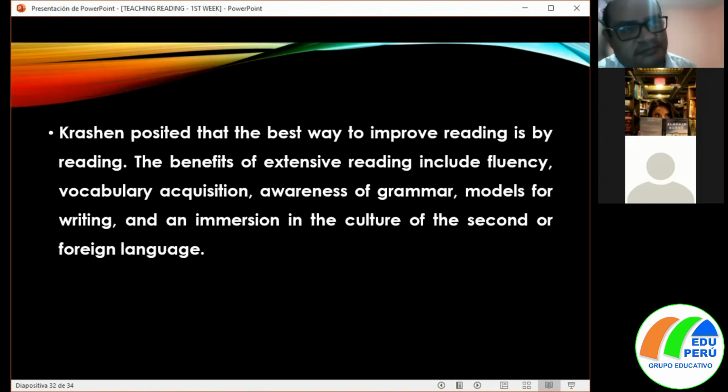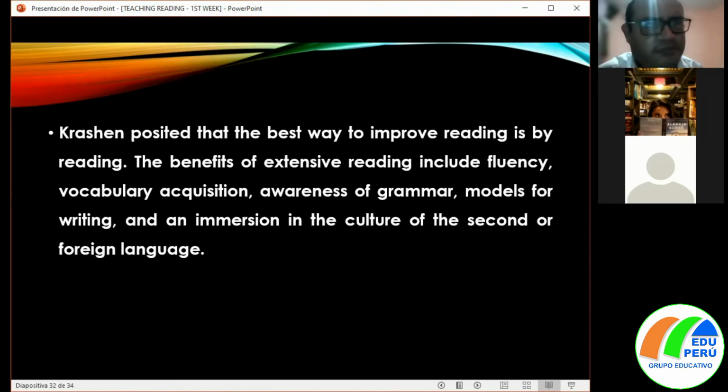And I told him, "You want to speak? You must speak. If you don't speak in English, you're never going to speak in English. If you're constantly speaking in Spanish, it's not good." Something similar happens here. What does it mean, reading by reading? The best way to improve reading is by reading. There are many ways of reading, no? Academic reading or reading for pleasure. So the most important here, according to Krashen, is extensive reading.